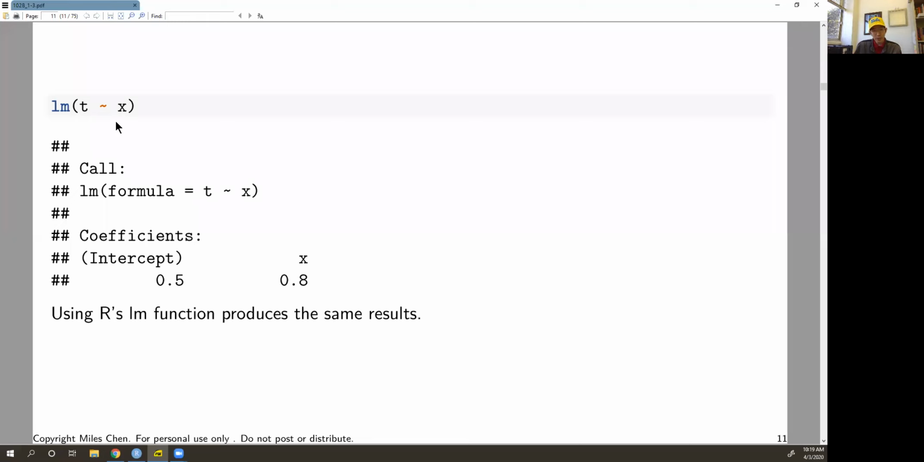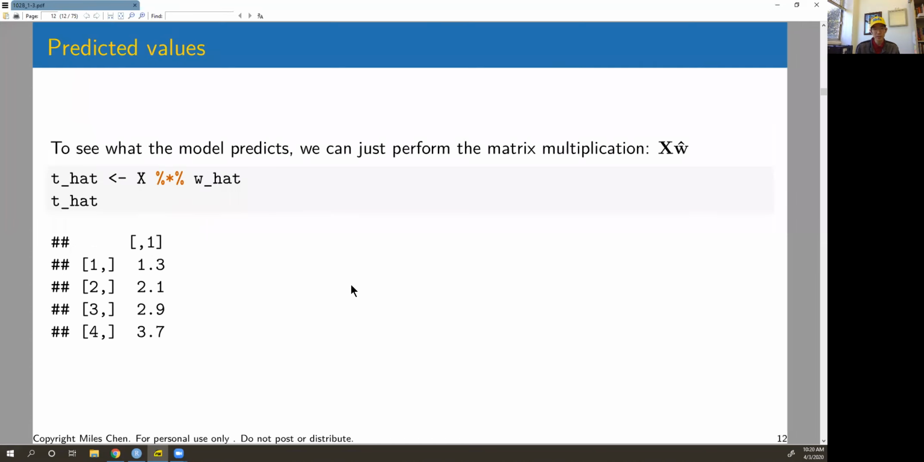If I were to just fit a linear model using R, and I do lm, predicting T given X, I get the same values. I get an intercept of 0.5 and a slope of 0.8, which should be no surprise, because we just went through and said these are the OLS estimates, and indeed when we do lm in R, we get the OLS estimates.